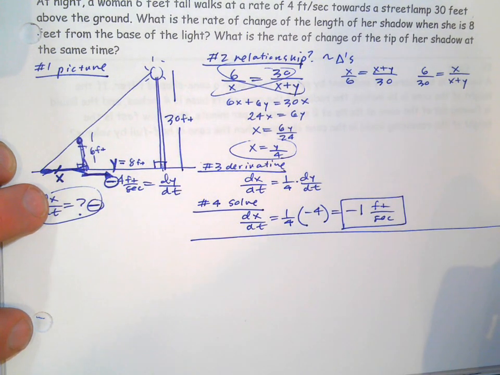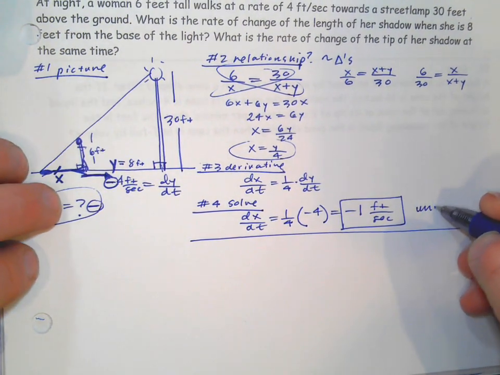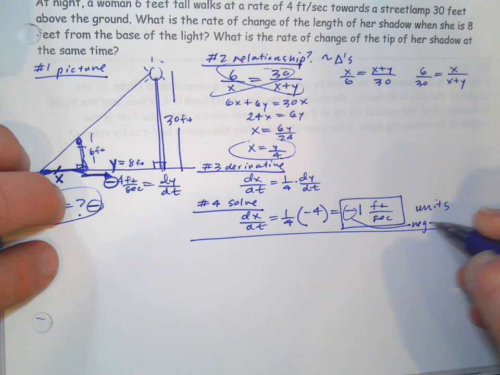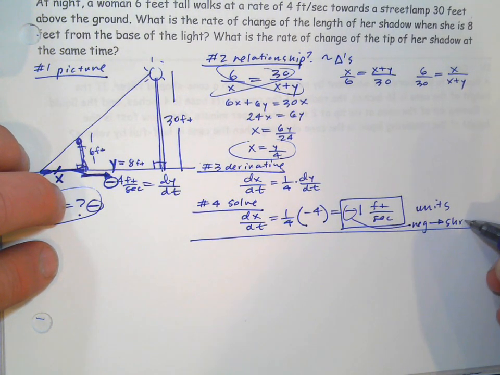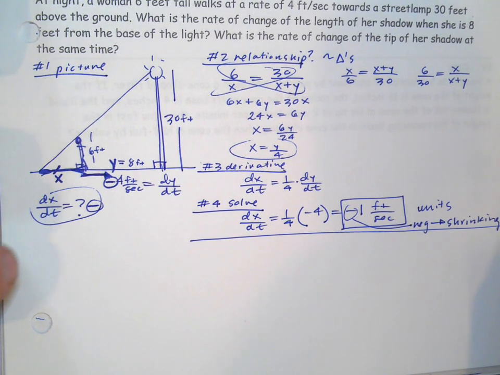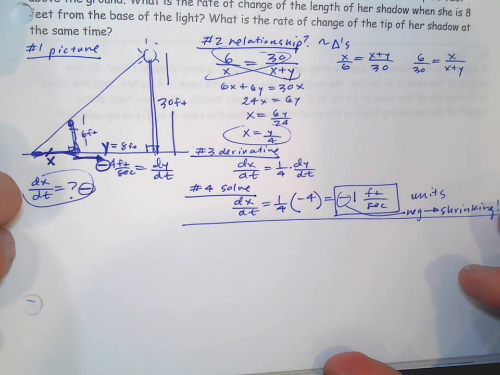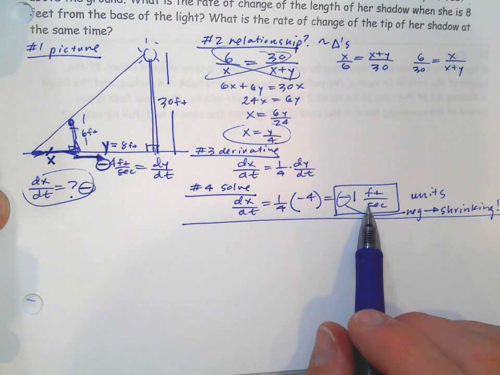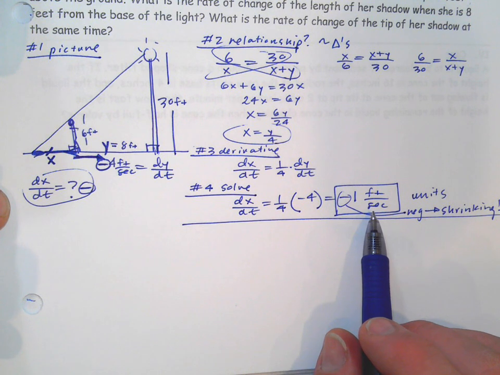Make sure you put the units. Now, it came out negative, which is good because that means it is shrinking, which I think makes sense, right? Like I also pointed out, it doesn't even matter how far she is from the lamp. It's always shrinking at the same amount, okay?